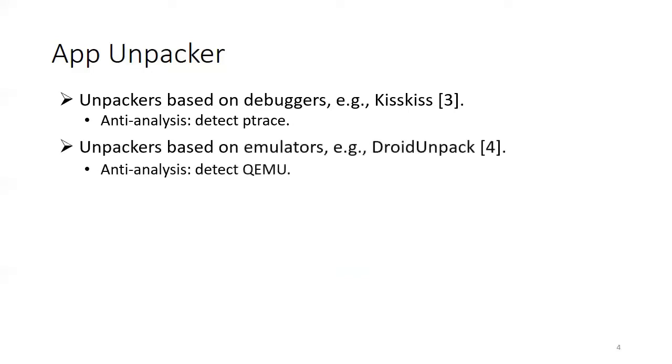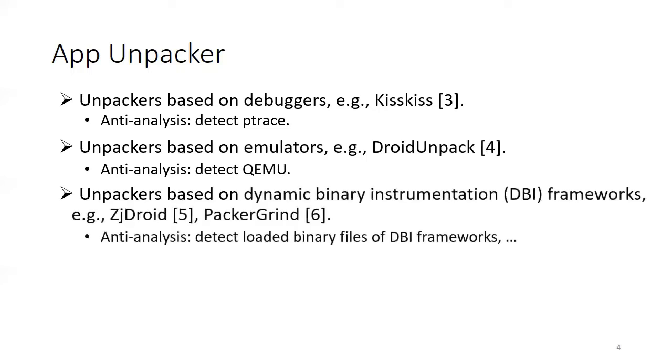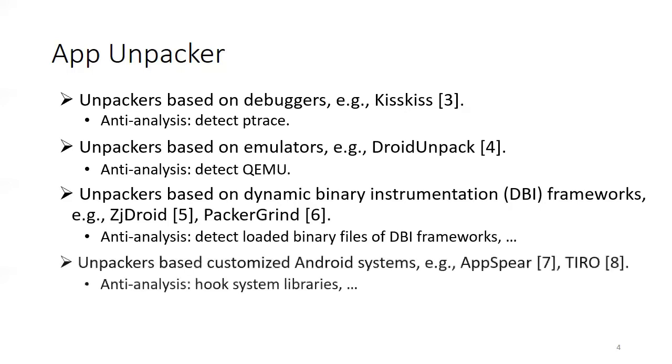Second, the emulator-based unpackers such as DroidUnpack, which is a QEMU-based unpacker. However, packers can easily evade them by detecting the presence of emulators such as QEMU. Third, the dynamic binary instrumentation framework-based unpackers such as DroidUnpack and PackerGrind, which are built upon the instrumentation frameworks Xposed and Frida, respectively. Packers can easily hinder them by finding their loaded binary files in memory.